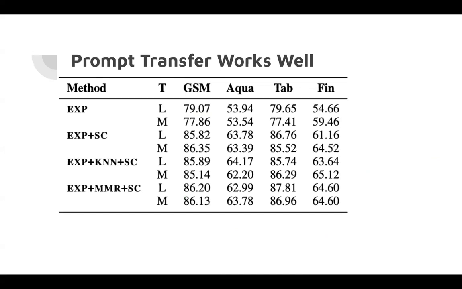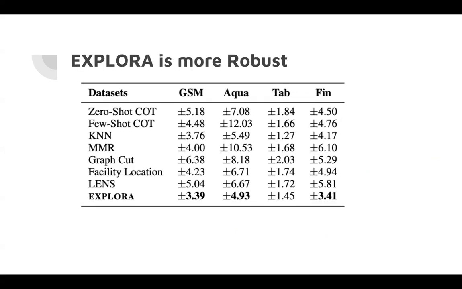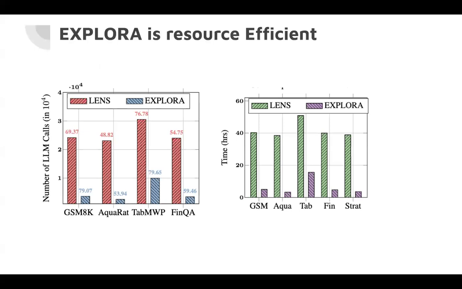And we observed that EXPLORA transfers really well. For example, when transferred from Llama or from Mistral, overall they lead to improved performance compared to other baselines. We also observe that EXPLORA is more robust, as in the variance across test examples is really low. This shows that selecting support examples which are representative of the task leads to more stable task performance. And we also compare the resource efficiency of EXPLORA, which is one of the cornerstones of this work.